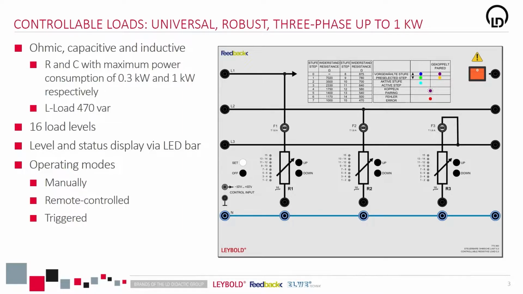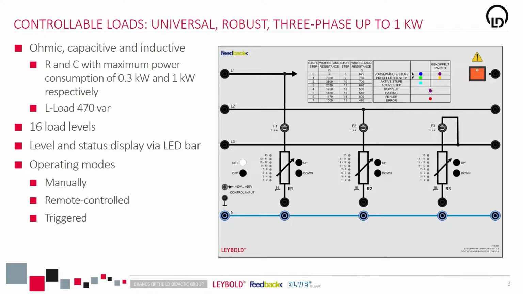They have 16 defined load steps, so that the entire power range can be well represented. With the combination of several units, you can, of course, merge them together. More stages or even finer steps are available, and you can even choose to have a higher power consumption. The active level and the status of the load is indicated by LED bars on the front panel.